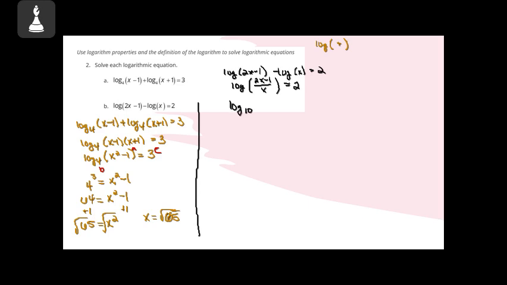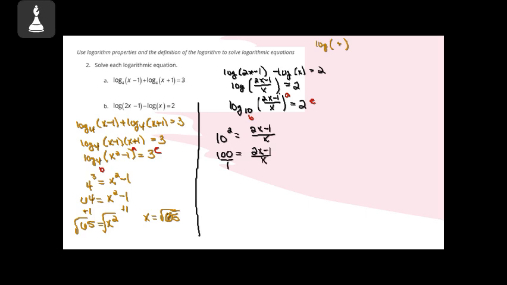So base is 10, answer exponent. So 10 squared equals 2x minus 1 all over x. Well, 10 squared is 100. 100 equals 2x minus 1 over x. I'm going to put the 100 over 1 so that I can cross multiply here. 100 times x is 100x, and 1 times 2x minus 1 is 2x minus 1.